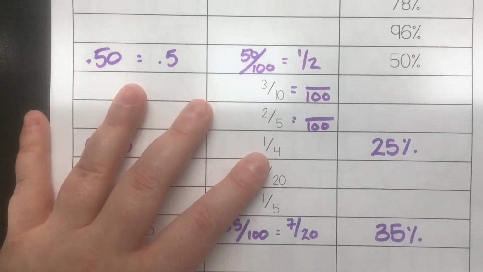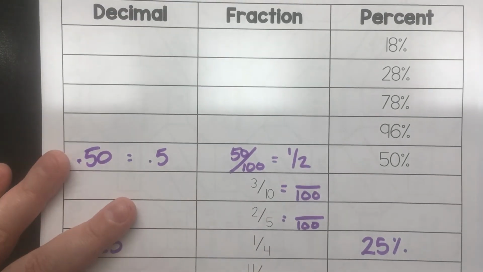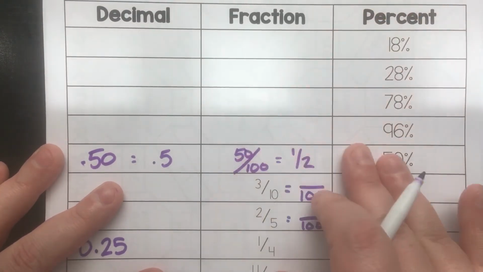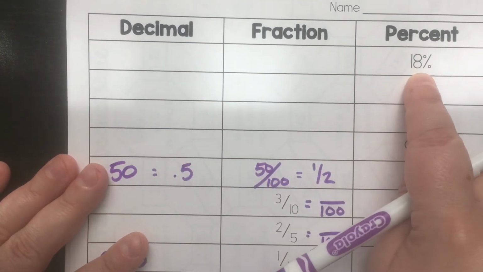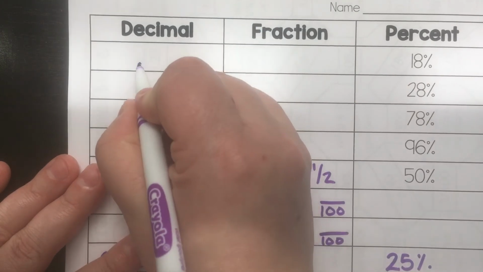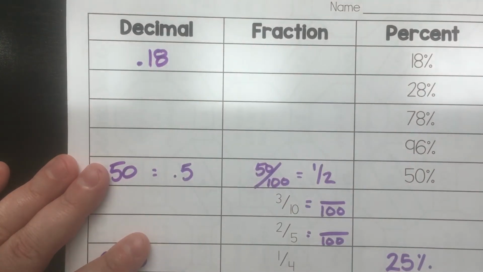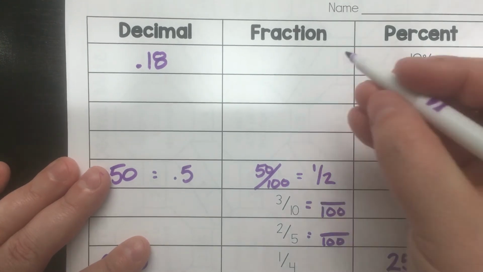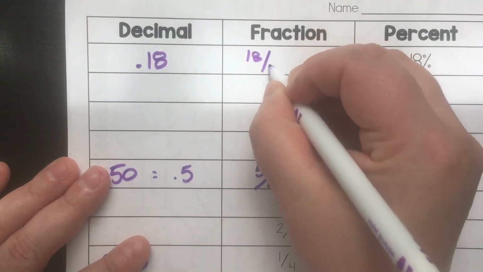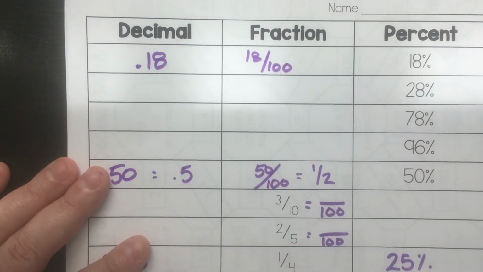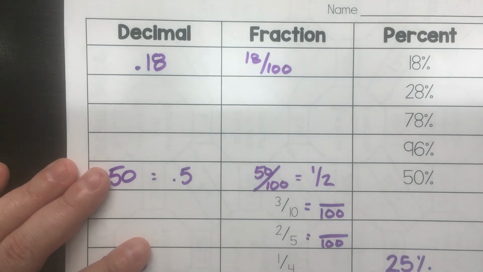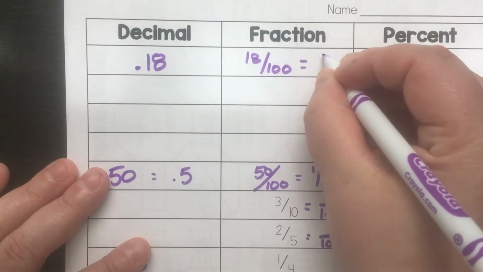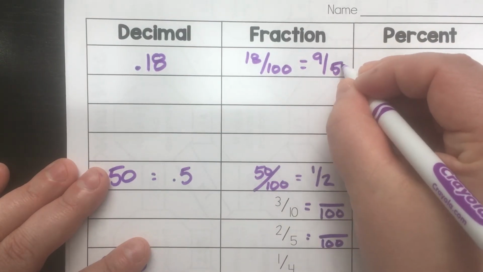All right? And then up here on the percent conversions, remember that you can divide a percent by 100 to get its decimal. So 18%, divide that by 100, and you have 18 hundredths. And then you're doing the exact same thing we did on the bottom of this conversion chart, where 18 hundredths is 18 over 100, and then you're going to divide both the numerator and denominator by the same thing. In this case, 2, which should give us 9 over 50.